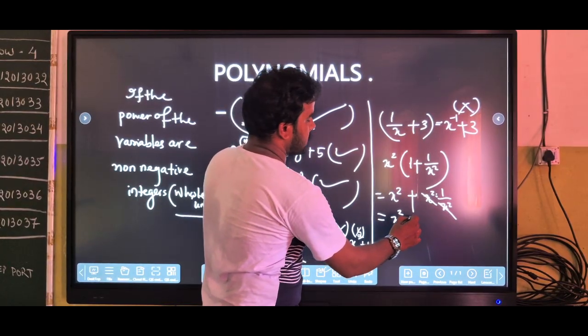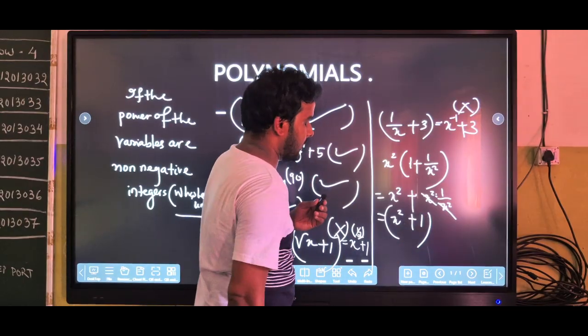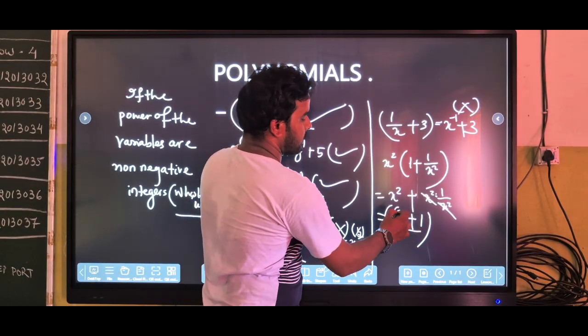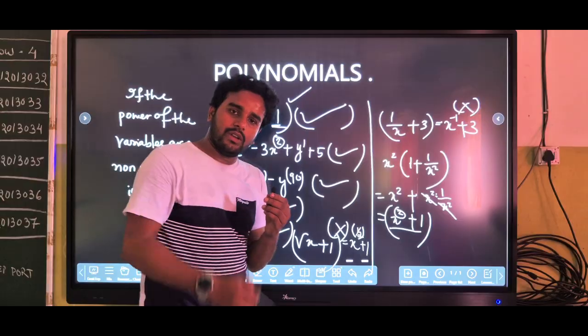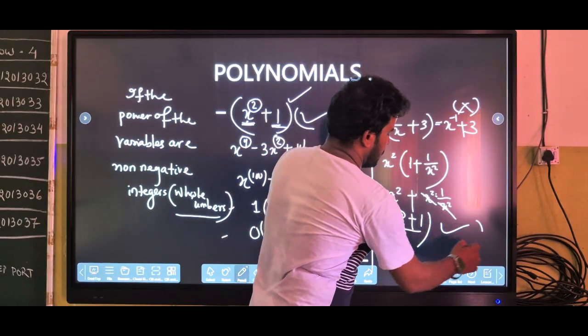X square plus 1. Here I am getting that this expression, the exponent is 2. So 2 is a whole number. So this is a polynomial.